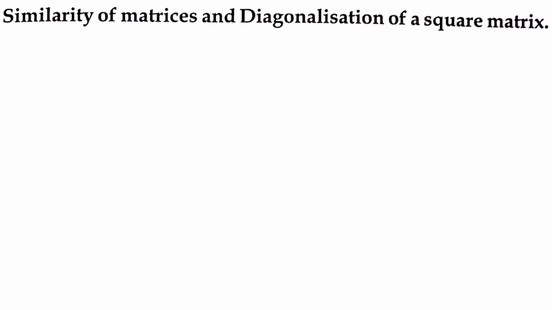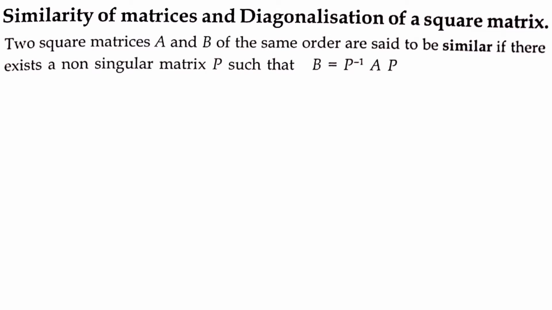Next topic is similarity of matrices and diagonalization of a square matrix. Two square matrices A and B of the same order are said to be similar if there exists a non-singular matrix P such that B can be expressed as P inverse AP. Here B is said to be similar to A.